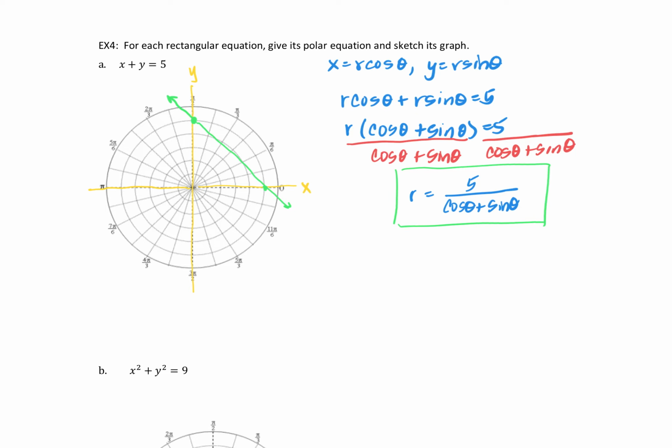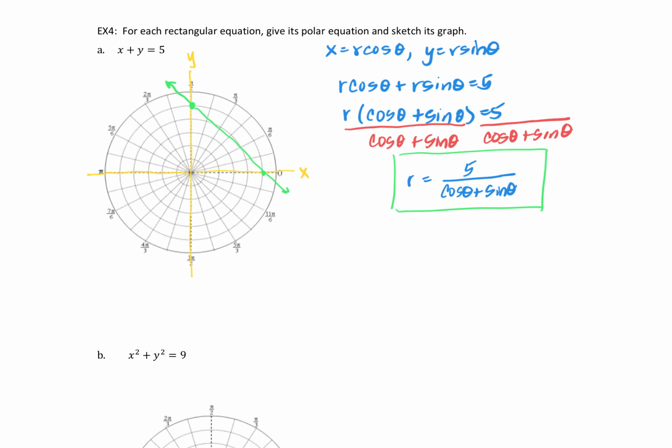So I'm just going to verify that I get this same line just by checking a couple points. I'm going to go ahead and make a table of values. I'm going to have an r and a theta. And let's just look at when theta is equal to 0 and see what our r value would be. So if I put in 0 for theta in this polar equation, cosine of 0 is 1, sine of 0 is 0. So this is 5 over 1, or 5. So in polar, I'm going to go to a theta angle of 0, and I'm going to go 5 units towards. So yeah, so far that point's good.